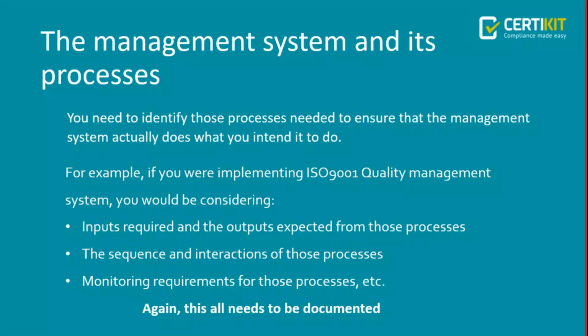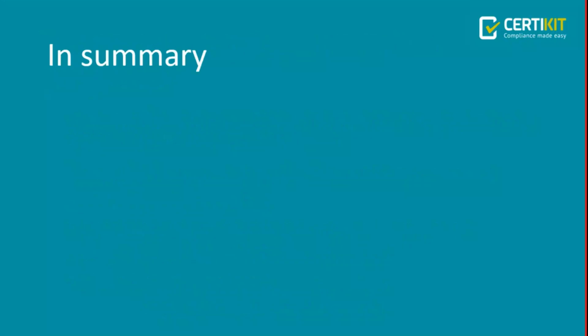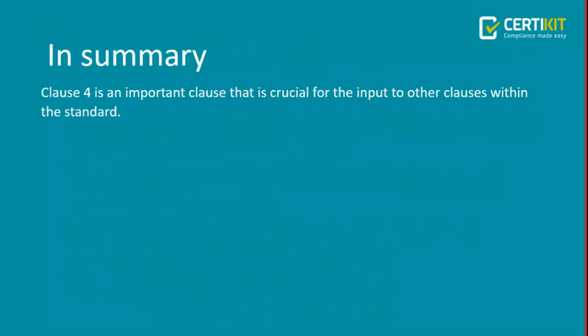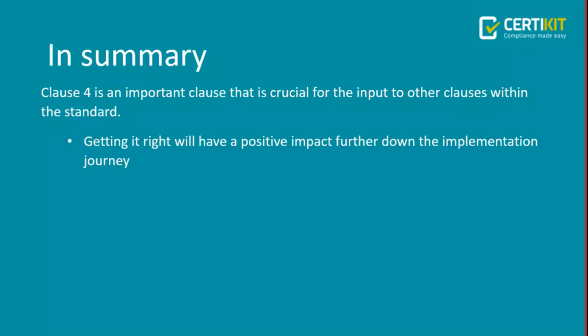We've already mentioned here there are 2 areas of impact. Interested parties in 4.2 has an impact on 6.1, actions to address them. And this 4.4 will also have an impact on 8.1, processes for your business. So what we covered so far in our Fast and Furious webinar, it is an important clause, and it isn't just important, it's vitally important that you get this right, because it just makes things so much easier when you go further down the line. Getting it right will have a positive impact.